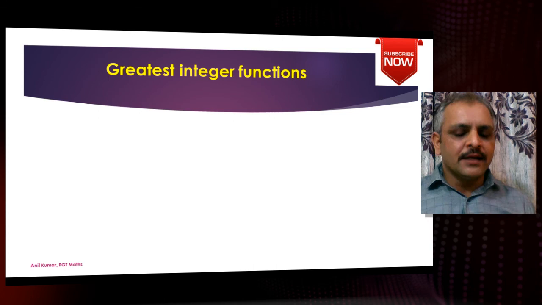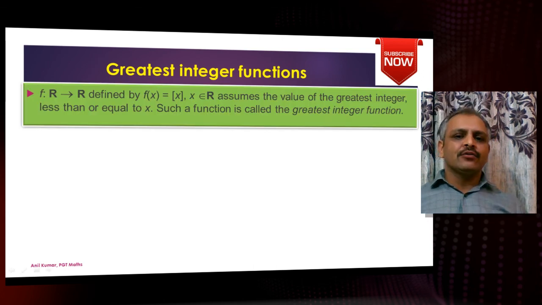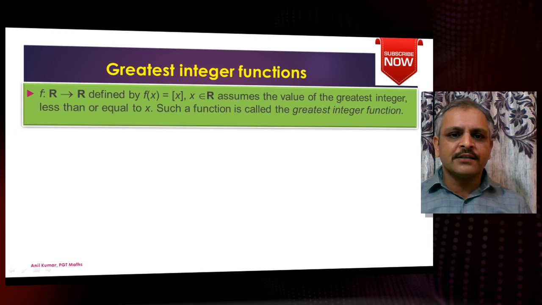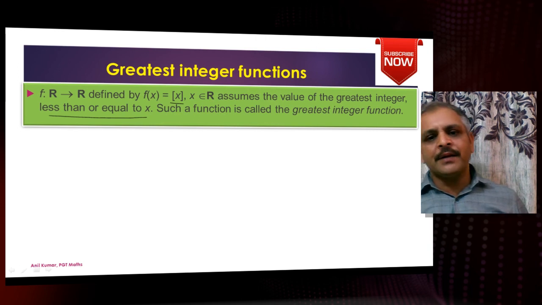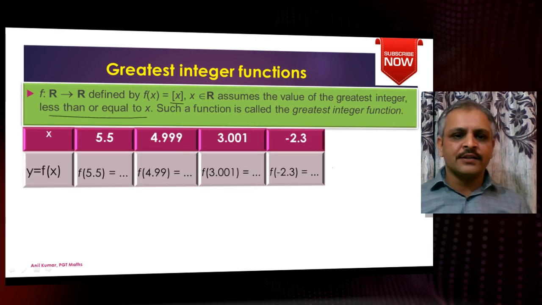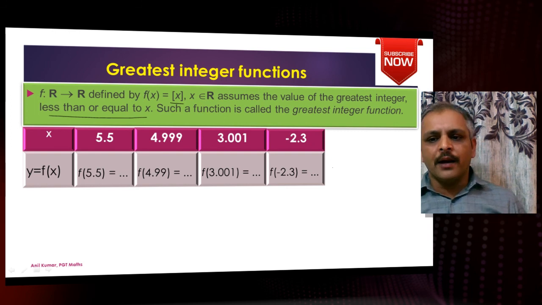Next is the greatest integer function. A function R to R defined by f(x) is equal to, this is the symbol we will use for the greatest integer function, where x belongs to real numbers, assumes the value of the greatest integer less than or equal to x. Let's try to understand that. What does it mean? Such a function is called the greatest integer function. So the better way to understand this is to draw a number line. So I'm drawing a number line here.